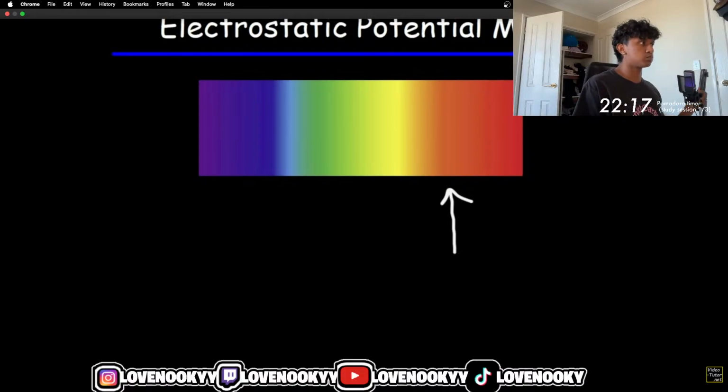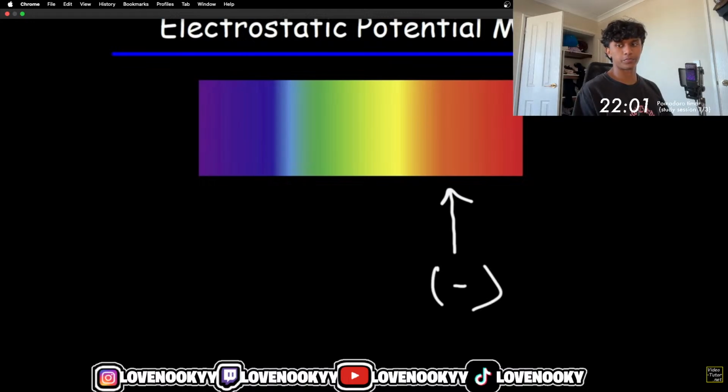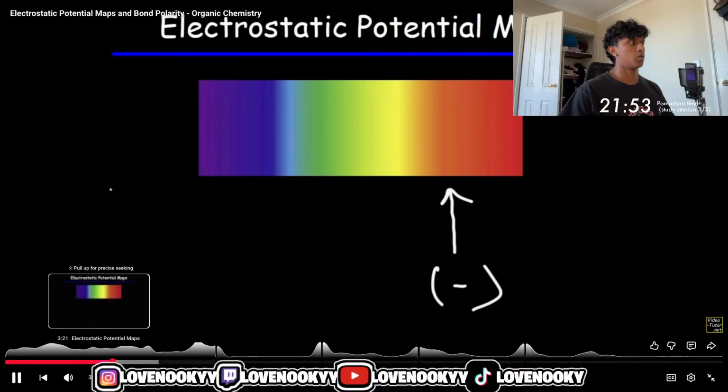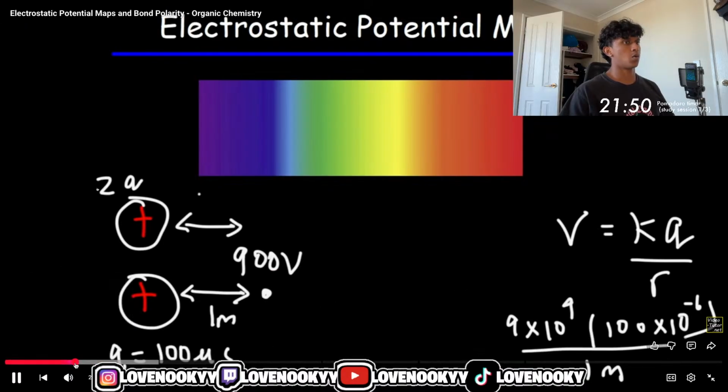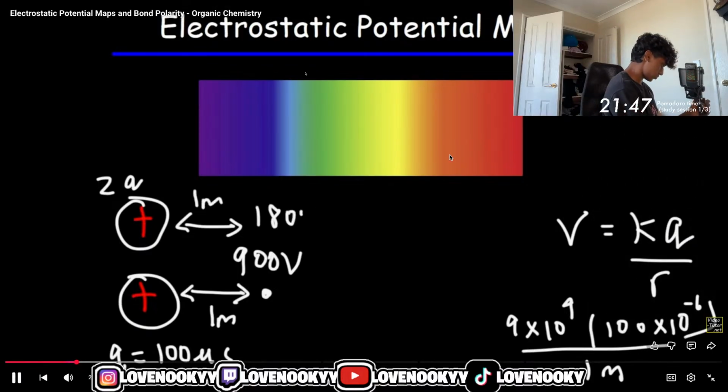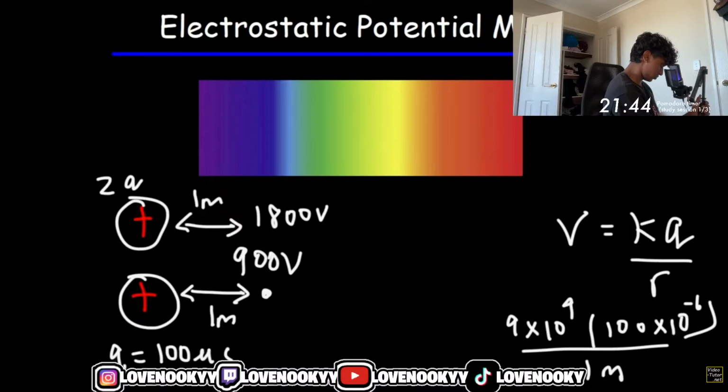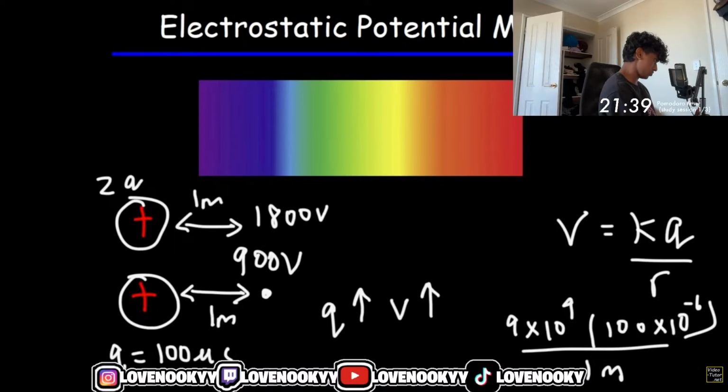Now, this map is neatly color-coded in line with the visible spectrum. Think of ROYGBIV: red, orange, yellow, green, blue, violet. The orange-red areas are where you have a region of negative charge. So if you see a molecule that has a red-orange color to it, that's the negatively charged part of the molecule. That is when the electric potential will double to 1800 volts. So as the electric charge increases, the electric potential increases.